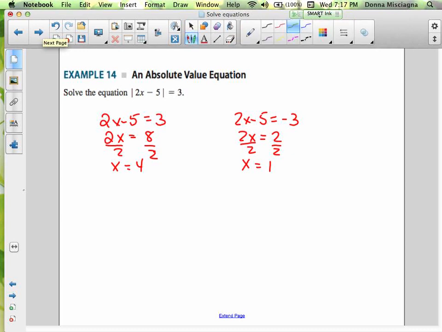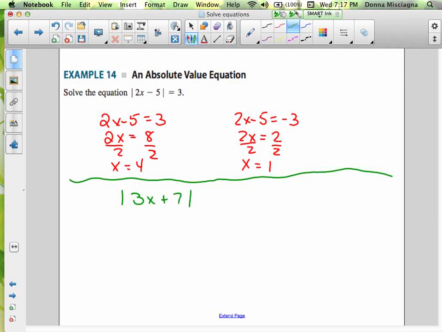So let's look at one other absolute value problem. And let's make it 3x. Now, I'm just making it, it might not be pretty, but that's okay. 3x plus 7 minus 2 equals 13, divided by 5. There we go. 5 times the absolute value of 3x plus 7 minus 2 equals 13.